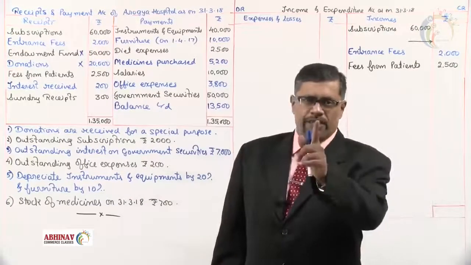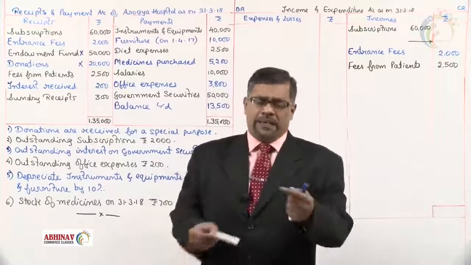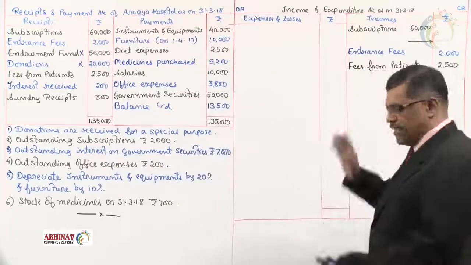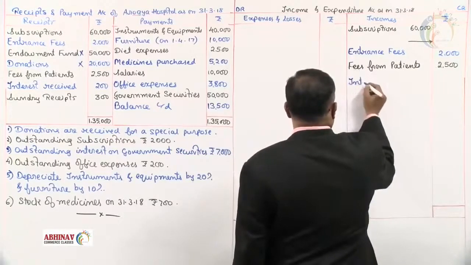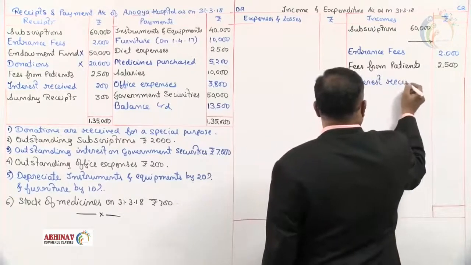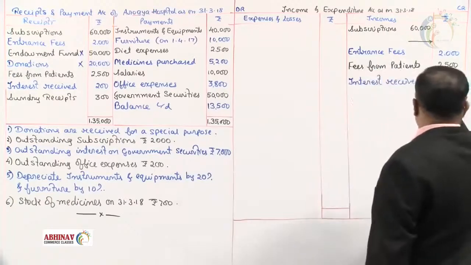Next, interest received. Interest, do we receive it only once? We receive interest monthly, quarterly, half yearly. That means in short, we receive it again and again. It's an income, we will record it as an income. Interest received, the amount 200 rupees.